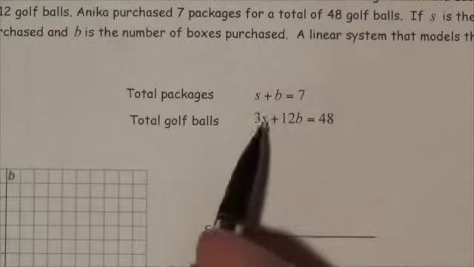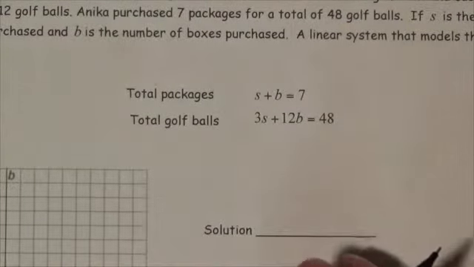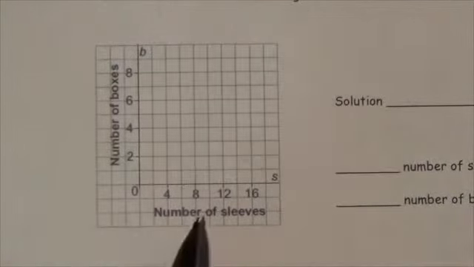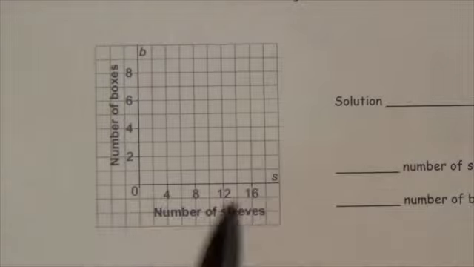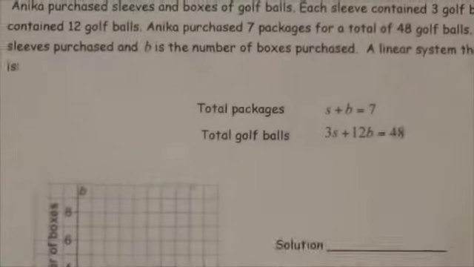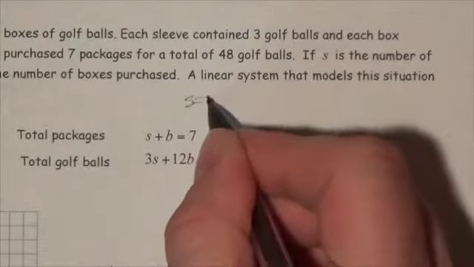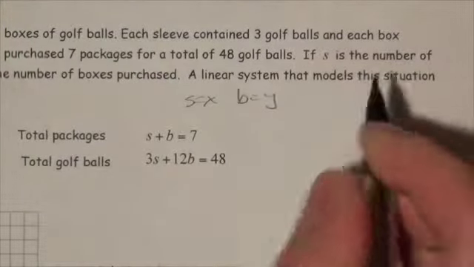So here we go. And similar to the previous question, if I'm going to graph this, I now need to make a choice which of these is going to correspond to X, which is going to correspond to Y. Now, when you're given a graph like this, you can use this to help you out here. The number of sleeves is along the X-axis, the number of boxes is along the Y here. So the connection's been made right now. We're going to let S be X and we're going to let B be Y here.